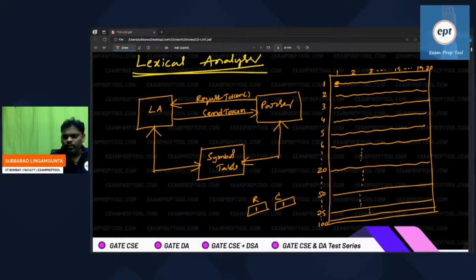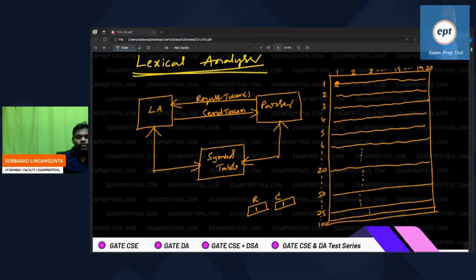Now, one small question. Everyone, whoever is watching, for all of them, I want to ask one small question. Lexical analyzer and parser, who will give tokens? Give answer. Lexical analyzer and parser, who will give tokens? Make it fast.